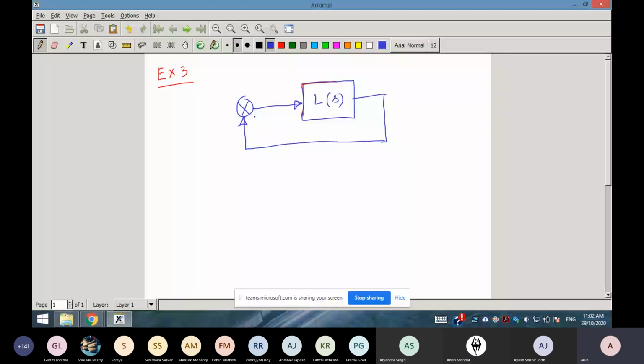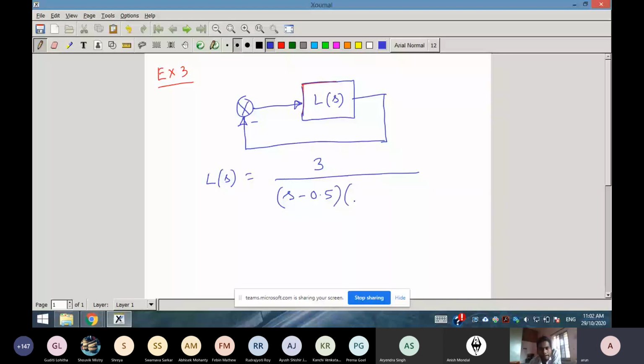Okay. Okay, sir, thank you. This is the diagram that I have drawn. Okay, suppose LS is 3 divided by (S minus 0.5) into (S plus 2) whole square.